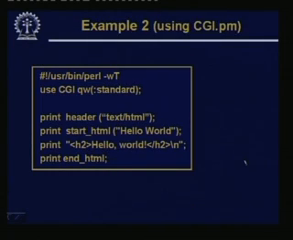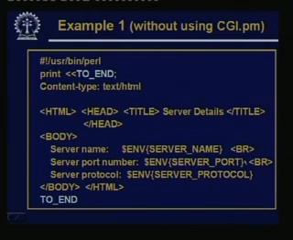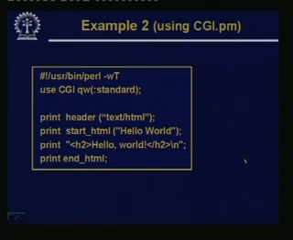Let us take another example. This is basically the same example. You see the previous example simply printed some server details within HTML tags. Here it is similar in the sense that this also prints a very simple HTML page. Let us see what it prints. First, we are giving this /usr/bin/perl, this -wT are some optional flags you can use. The second line actually tells you that you are wanting to use the CGI.pm standard library.